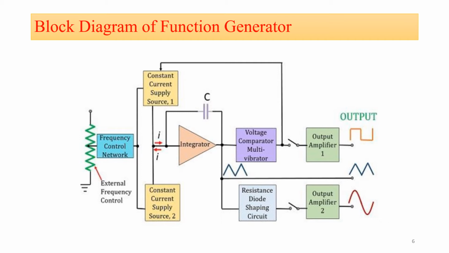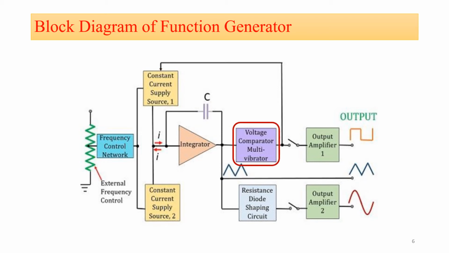Now the upper current source, or the constant current supply 1, supplies the constant current to an integrator. Then the output voltage of the integrator increases linearly with time. If the current charging the capacitor increases or decreases, then the slope of the output voltage increases or decreases respectively. In this way, it controls the frequency.